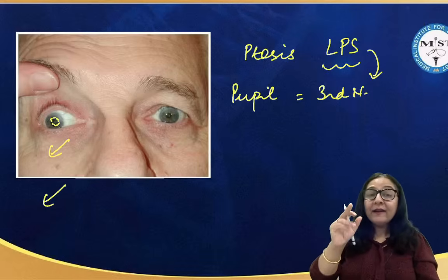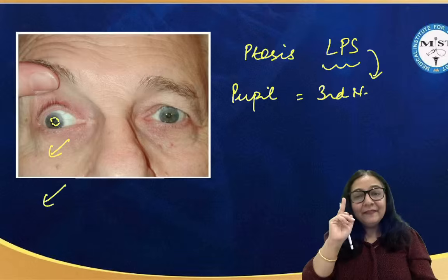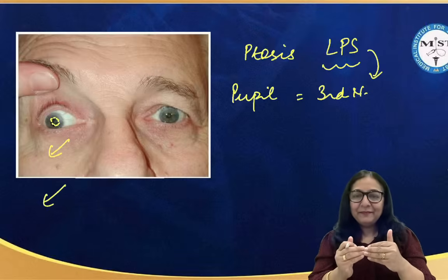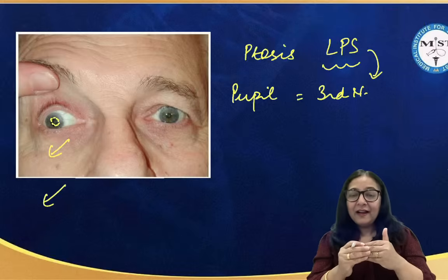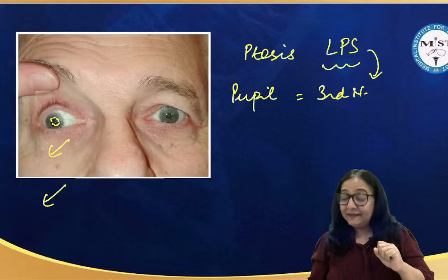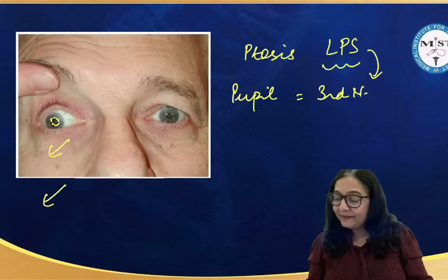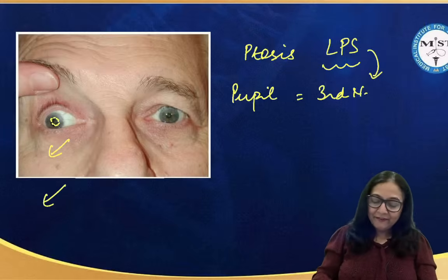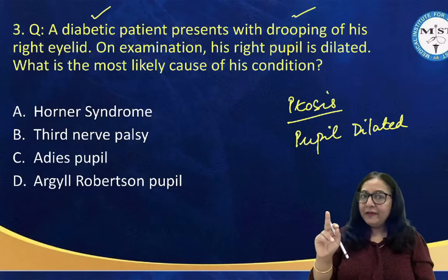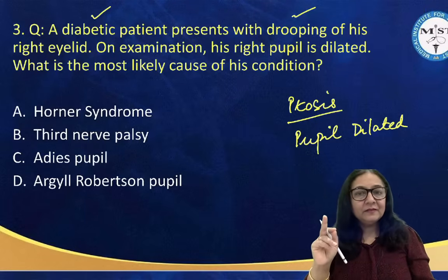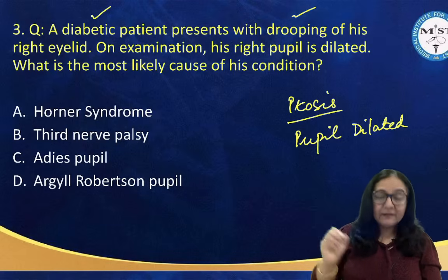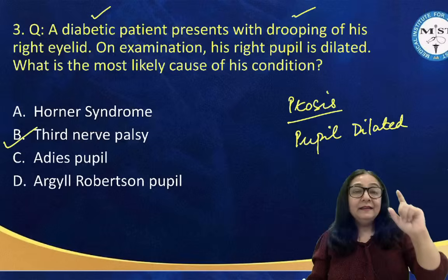Okay. So, in Horner, as some of you are telling, the pupil will be miosed because it is the dilator pupillae muscle which is paralyzed, as the sympathetic supply is lost. The ptosis is because of Muller muscle weakness. Right, perfect. It's not that in all cases of third nerve palsy pupil involvement is there, but in some cases of third nerve palsy the pupil involvement can be there, and here third nerve palsy is the right answer.